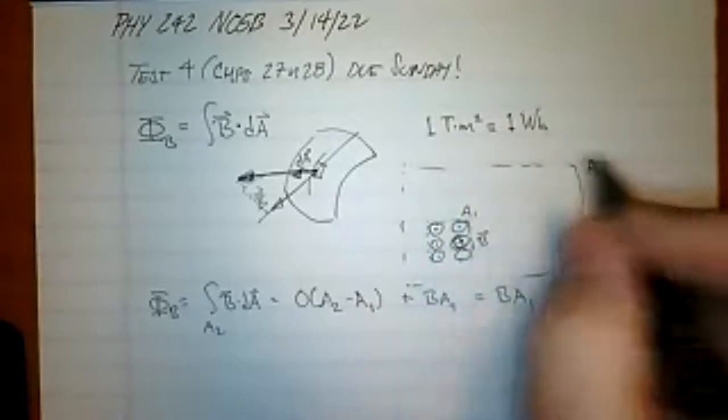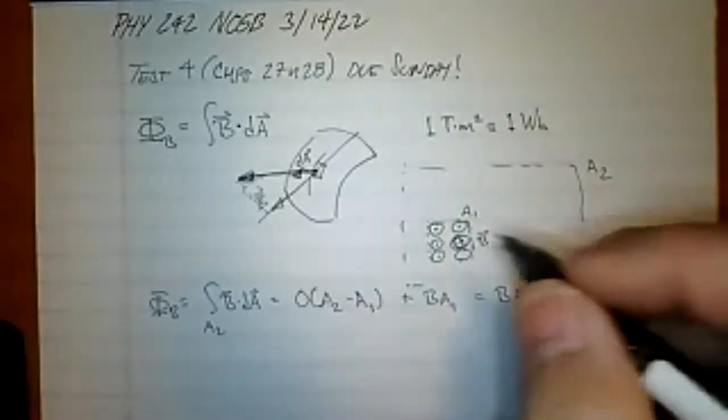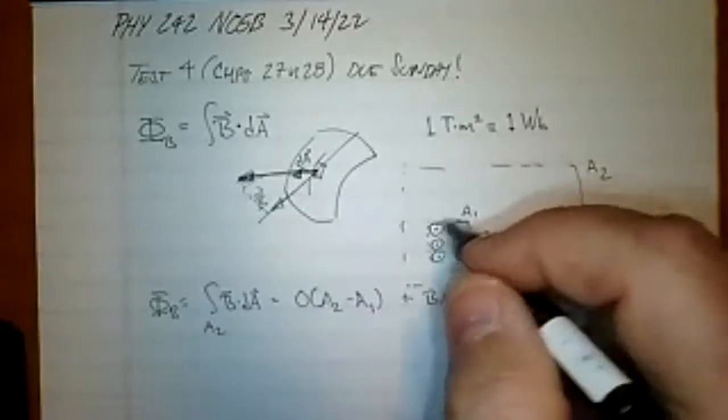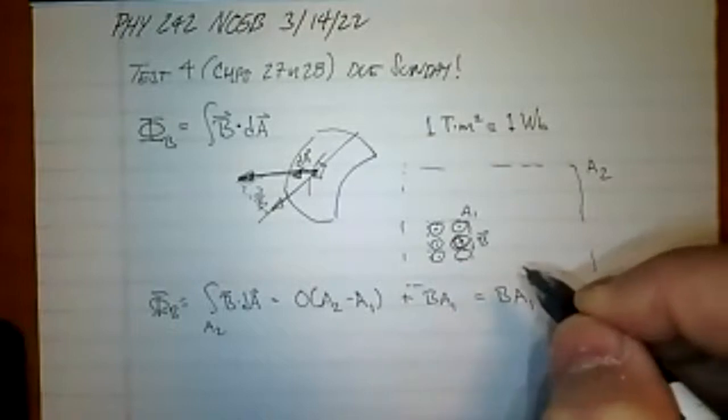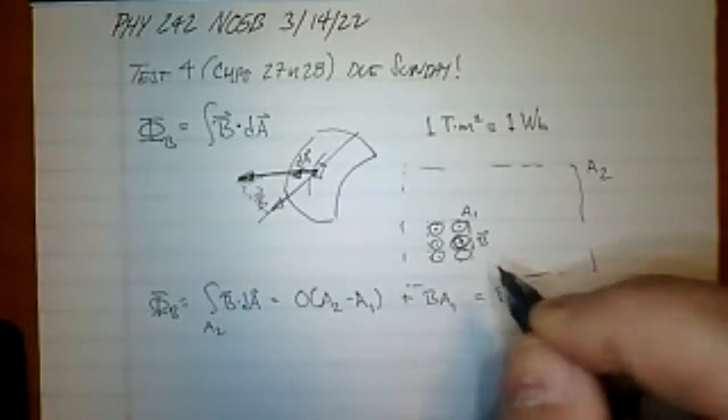So almost every book does something like this, just to remind you that the only part that matters is the part of the area that the magnetic field is actually penetrating. Any questions on that?